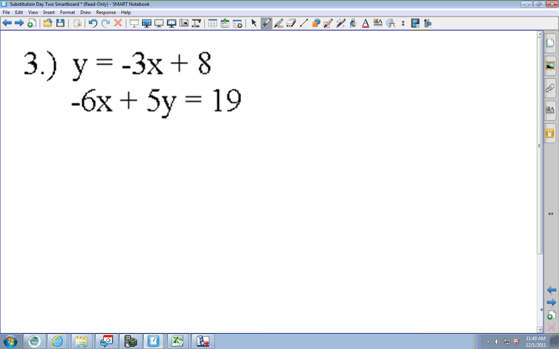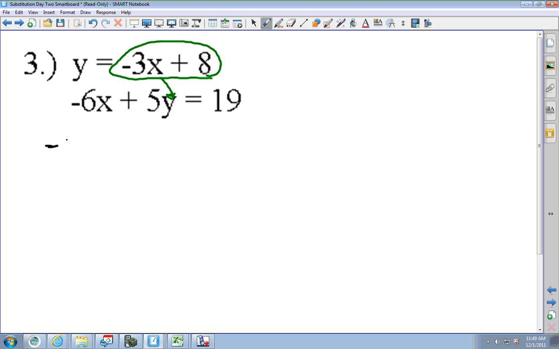Now, number 3, write down the problem. What you're going to do is look: is one of the equations written in y equals or x equals form? Yes, it is. I have y equals right here, so I circle what y equals. I'm going to substitute it in here for y. So now, let's rewrite this bottom equation.